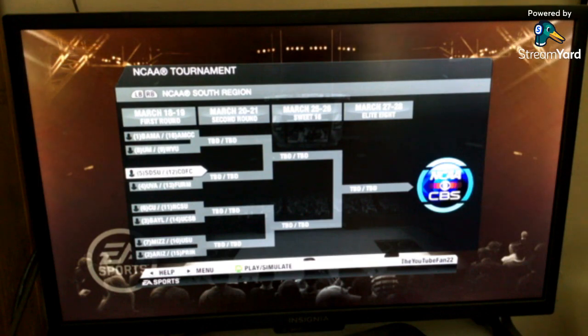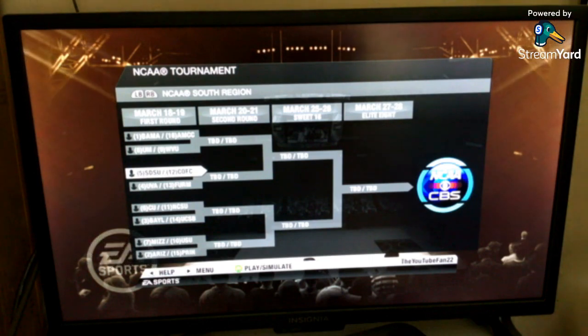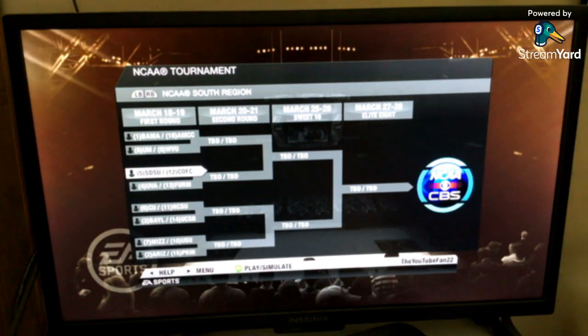And in the Midwest region we have Houston versus Pitt, Iowa versus Auburn, Miami versus Drake, Indiana versus Kent State, Iowa State versus Mississippi State, Xavier versus Fairleigh Dickinson University, Texas A&M versus Penn State, and Texas versus Colgate.